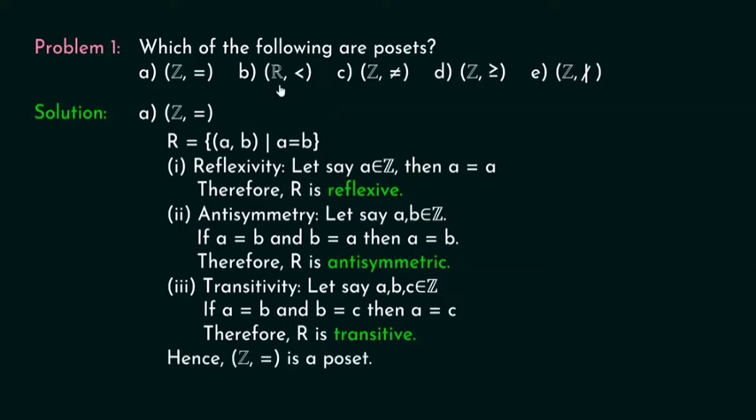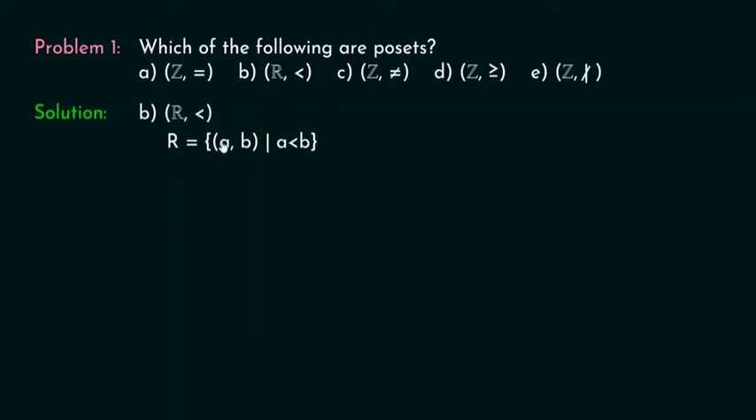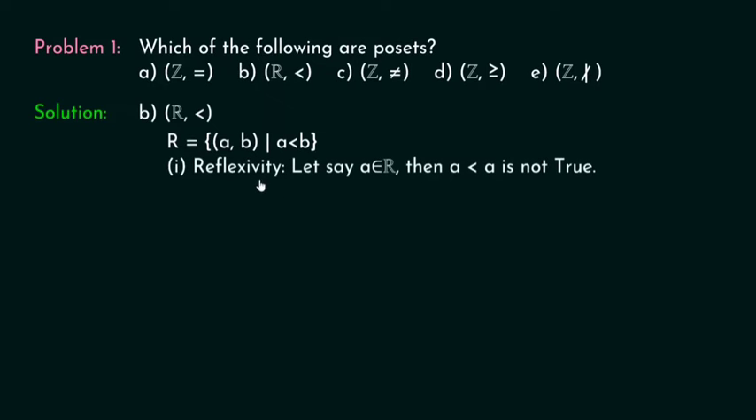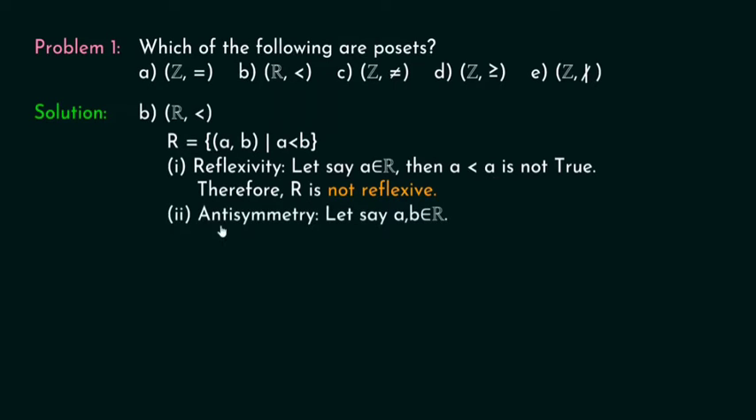Now let's identify whether (R, <), the set of real numbers with the less than relation, is a poset or not. We know that R is nothing but the set of all ordered pairs (a, b) such that a is less than b. This relation is defined on the set of real numbers. We will identify whether this relation is a partial order or not. For this, first we will check the reflexive property. Let's say a belongs to the set of real numbers, then a must be less than a according to reflexivity, which is not true. Therefore, R is not reflexive. It is very clear. a is not less than a, right? R is not reflexive. Let's check the antisymmetry.